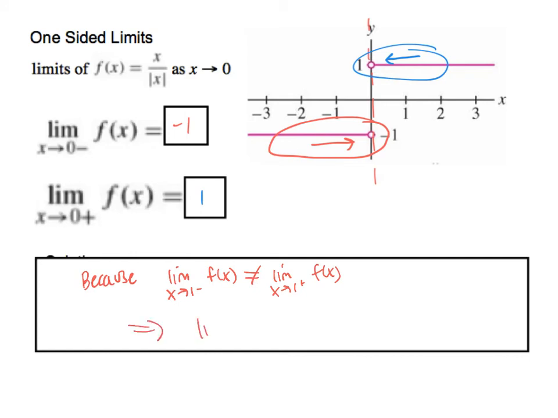therefore, the limit overall does not exist. Okay. So your one-sided limits exist. There's nothing wrong with them, but they're not the same. Therefore, the overall limit does not exist.